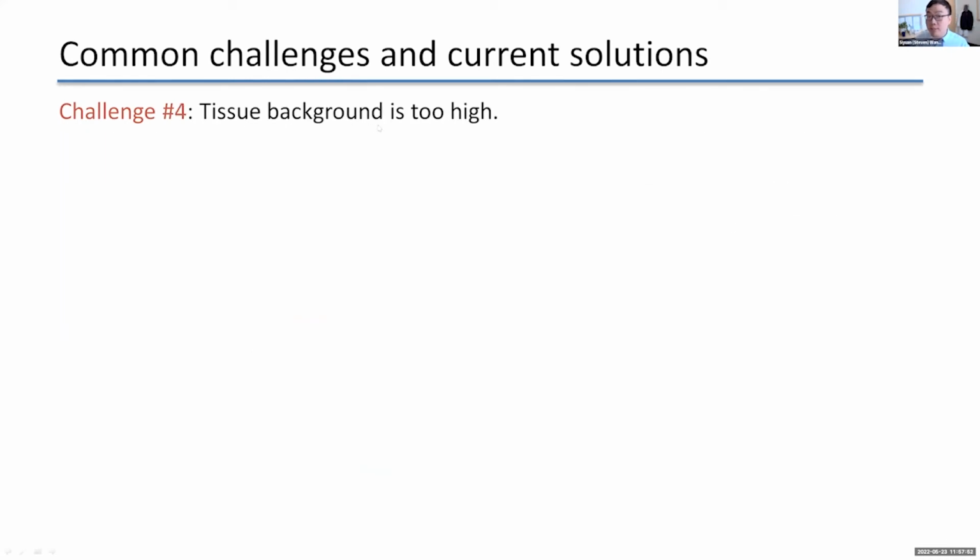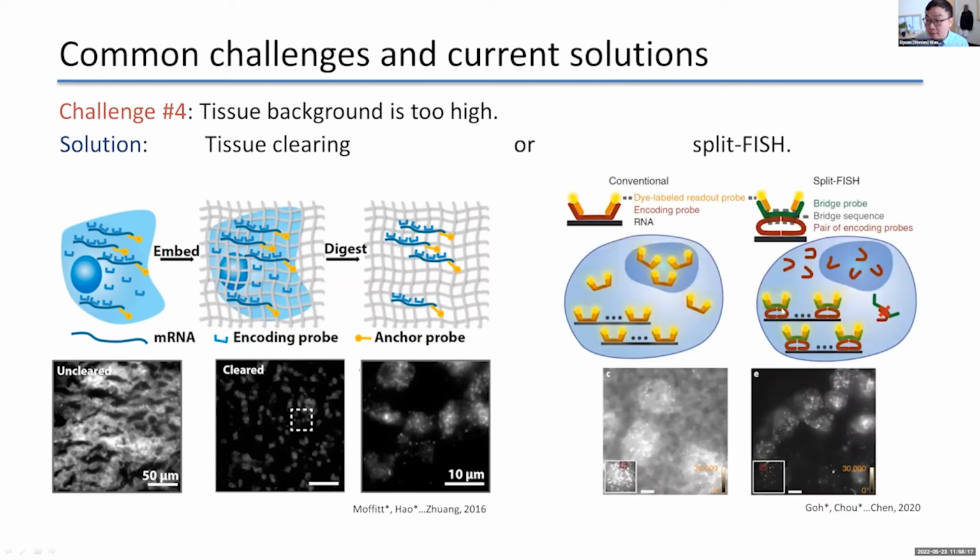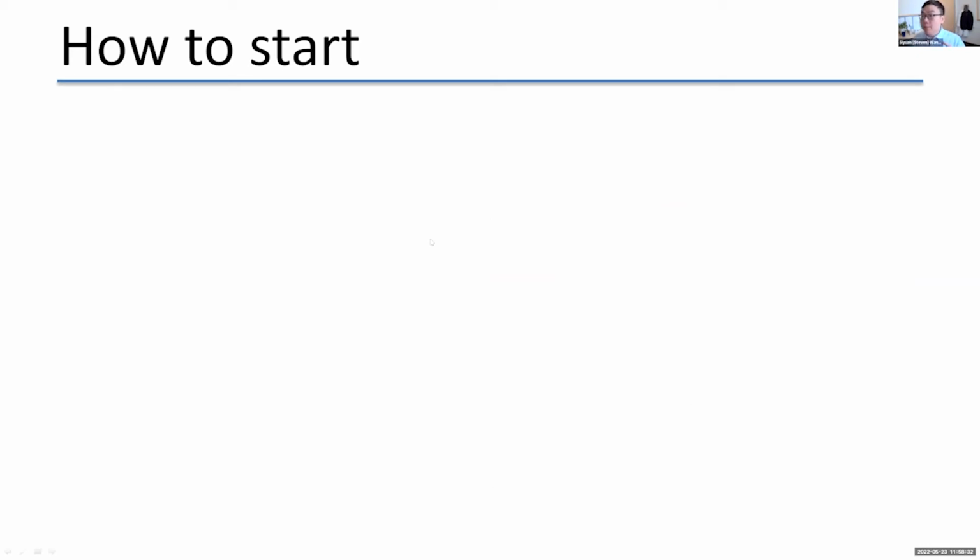Finally, what about tissue background? What if the tissue background is too high? You cannot see your RNA molecule, and the solution is tissue clearing or split FISH. In tissue clearing, the whole cell is embedded in a gel with the RNA anchored to the gel, and the background-causing lipid and protein can be digested away, and RNA molecules can show up when they didn't show up in the uncleared tissue. And then in split FISH, people can use these pairs of primary probes to bring down the dye-labeled readout probes, and this increases the labeling specificity and leads to a higher signal to background ratio with this strategy.